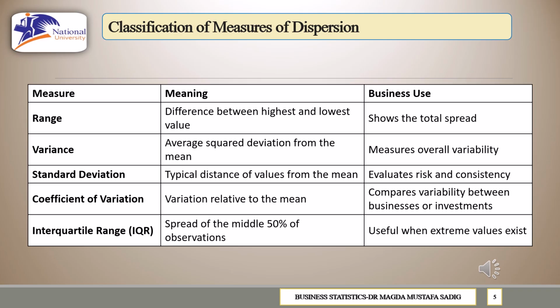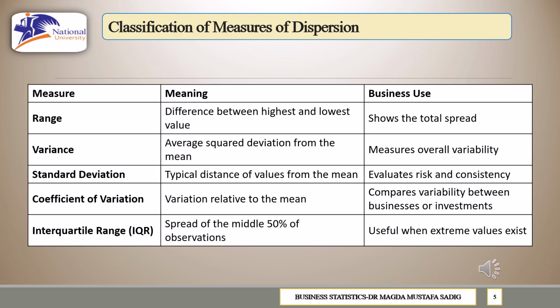The variance measures the average squared deviation from the mean. It gives us an overall measure of variability. We will study this measure in more detail in the next slides. Standard deviation tells us how far values typically spread from the mean. It is one of the most important and widely used measures of dispersion. It is very useful when studying risk, consistency, and stability.